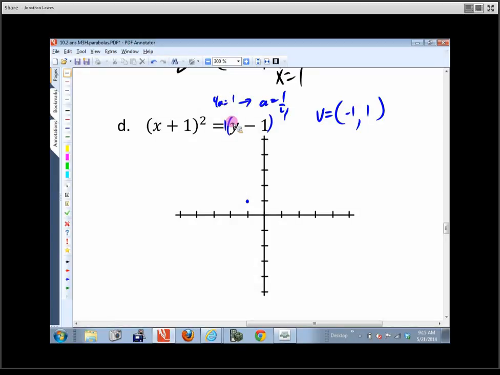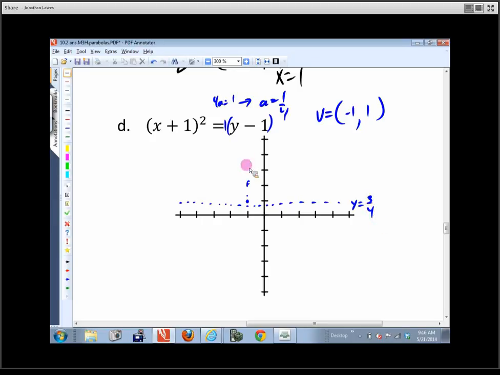Only 1/4 of a unit, a tiny, tiny amount. So I'm going to go up 1/4. There's the focus. I've got the vertex there. And then the directrix is going to be right here. This is when I need a really skinny, fine point marker here. So this is y is equal to 3/4.